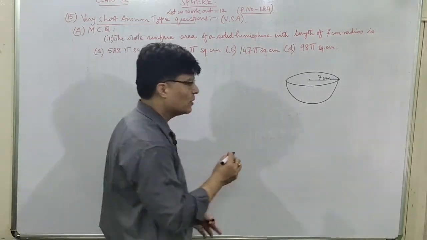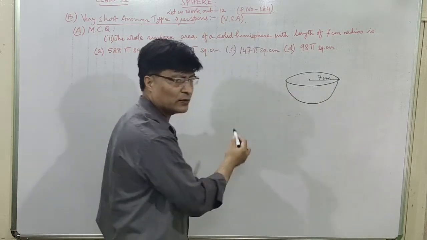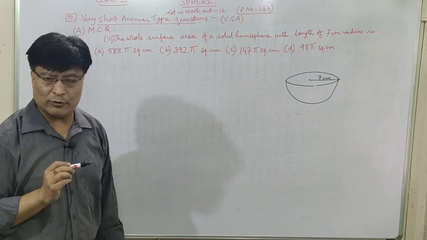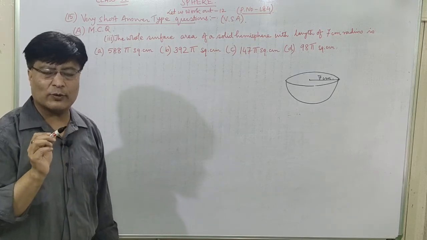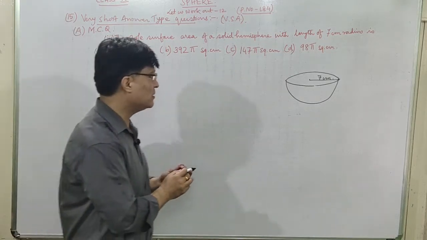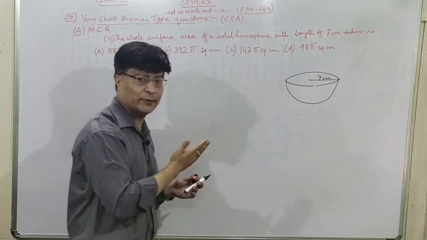So what is the whole surface area of the solid hemisphere? This is half of the sphere. So its curved surface area will be 2 pi r square. You know that, isn't it? 2 pi r square will be the curved surface area of the solid hemisphere. And you have to add the flat circular portion of the hemisphere.